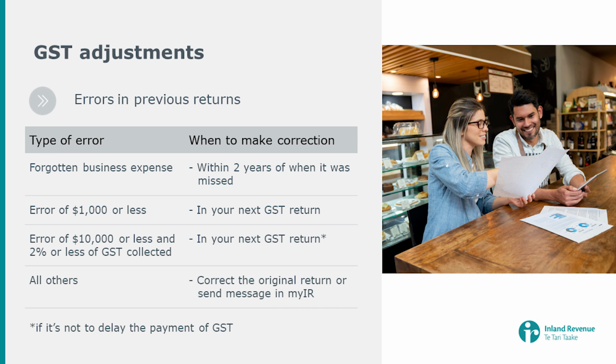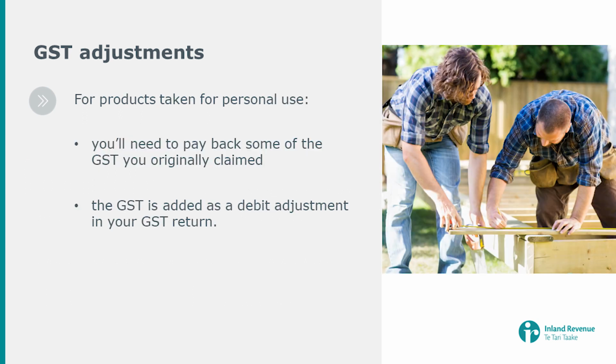For all other errors, you'll need to correct the original return or send us a message in MyIR. We'll need to know what the error was, which return to adjust, and by how much. The last adjustment we'll cover is if you take business stock for personal use. In these situations, you'll need to pay back some of the GST you originally claimed.